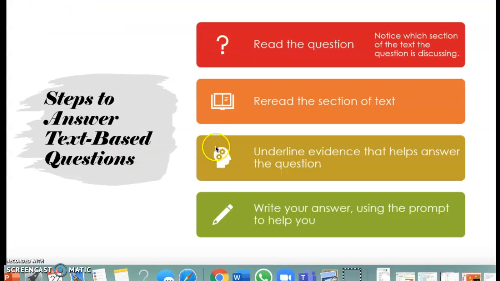Remember these 4 steps to answering text-based questions. Read the question, reread the section of the text, underline evidence that helps answer the question. Can you read the last one? Yeah, we followed all of these steps. Did we read the question? Did we reread the section of text before we answered? Did we underline evidence that helped understand the question? And did we write out our answers?